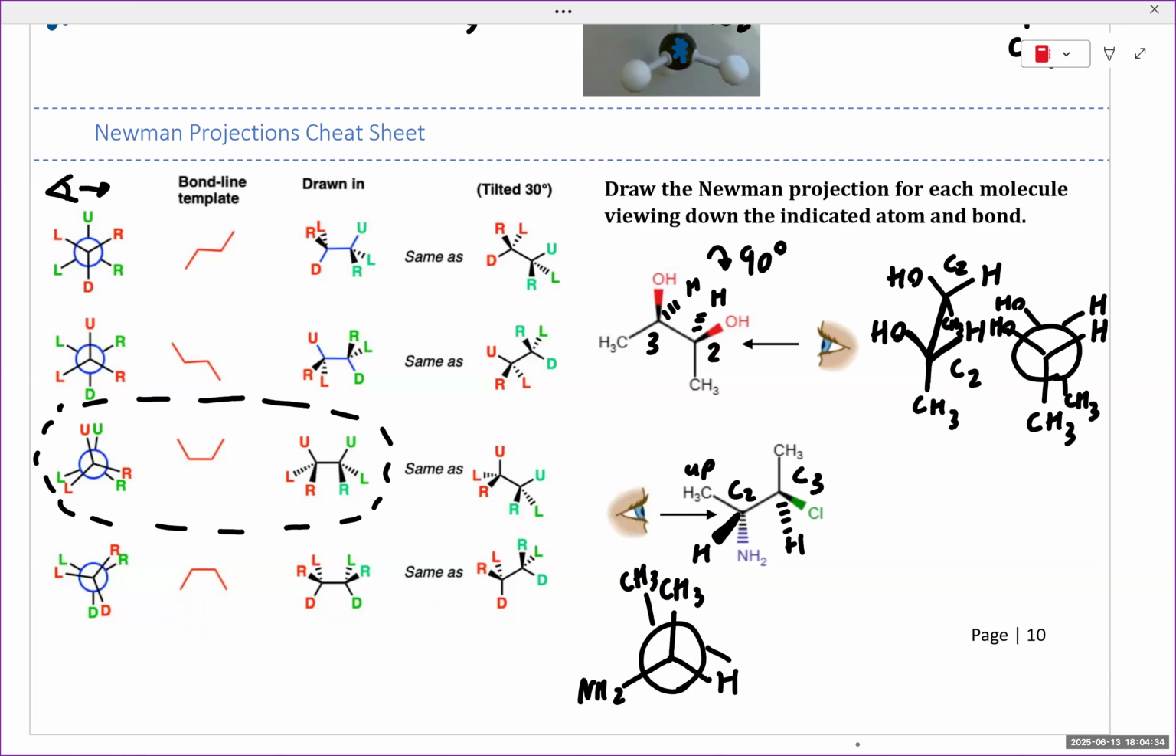The chlorine has a wedge, so it's on the right. The hydrogen has a dash, so it's on the left. It would be reasonable to make a model kit to verify that this cheat sheet is working as intended.